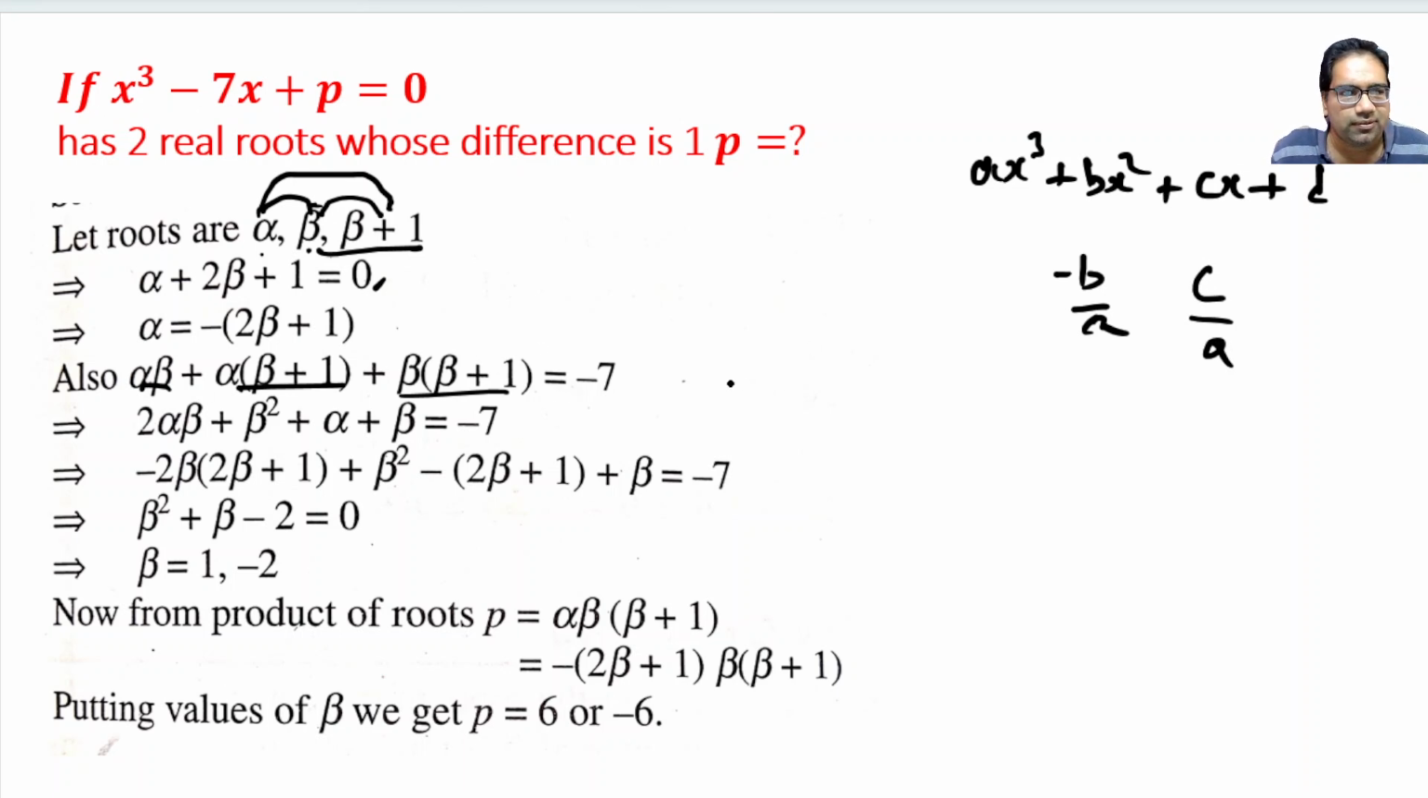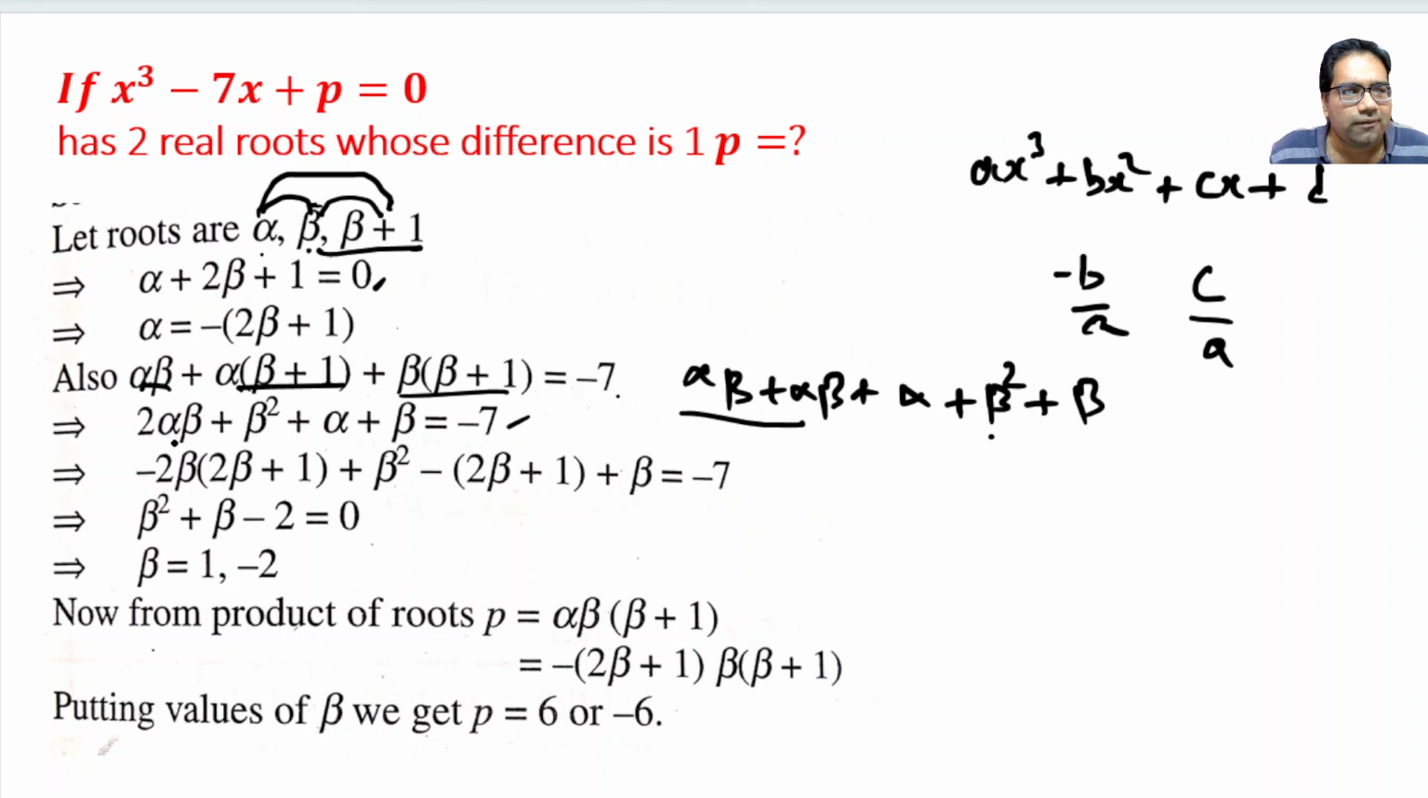If we expand this, what will we get? Alpha beta plus alpha into beta plus 1, that is alpha beta plus alpha, plus beta square plus beta. That is equal to 2 alpha beta plus beta square plus alpha plus beta. This should be equal to minus 7.